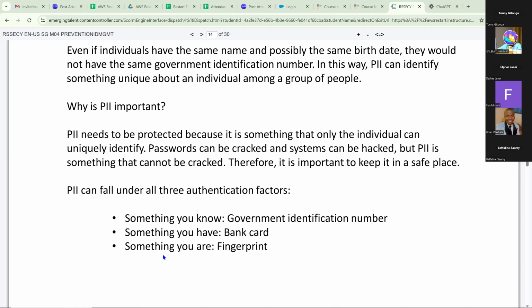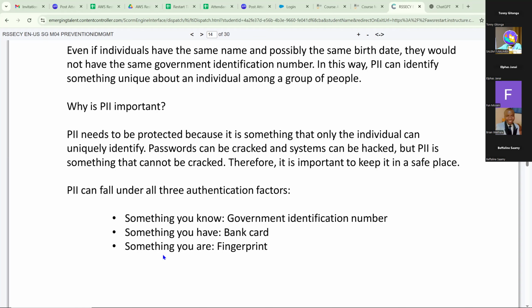Passwords can be cracked. Systems can be hacked, but PII is something that cannot be cracked. Why? Because PII combines all those 8 factors to fit. It's like a jigsaw puzzle. It has to fit. If it does not fit, it is not you. You understand? Information about you must fit. If it does not fit, it is not you. Therefore, it is important to keep it in a safe place.